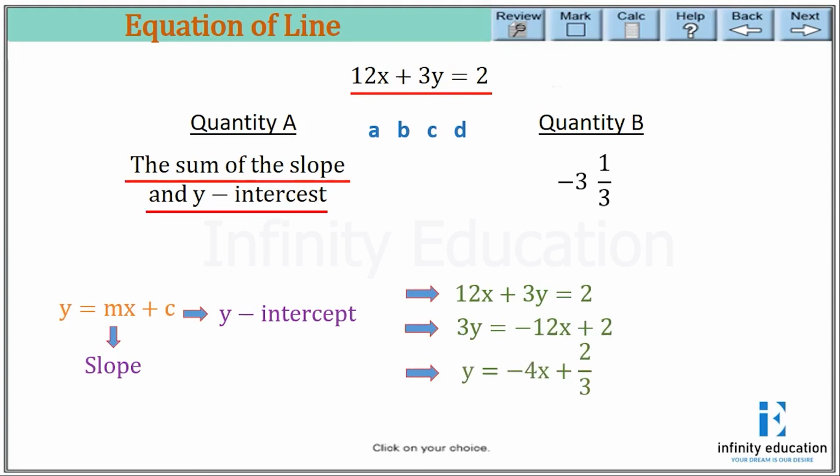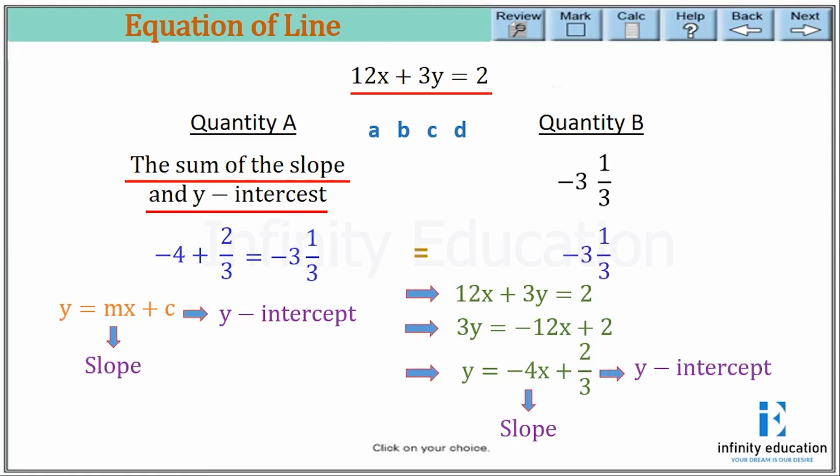I need to find the sum of the slope and the y-intercept. The slope for this line should be minus 4 and the y-intercept is 2 over 3. So the sum of the slope and the y-intercept should be minus 4 plus 2 over 3, that is minus 3 1 by 3. Quantity B is given as minus 3 1 by 3. So both quantities are the same, and C is the answer to the question. I hope the question is clear to you.